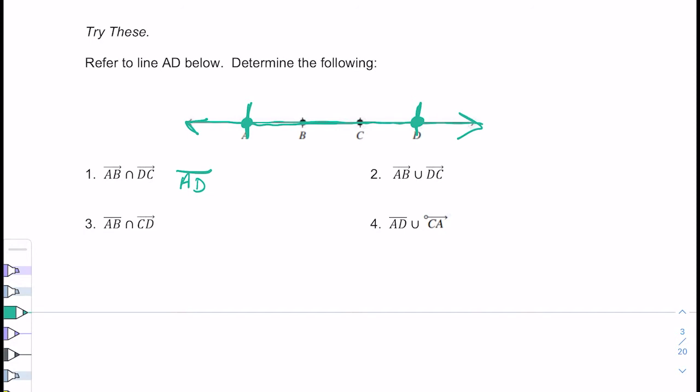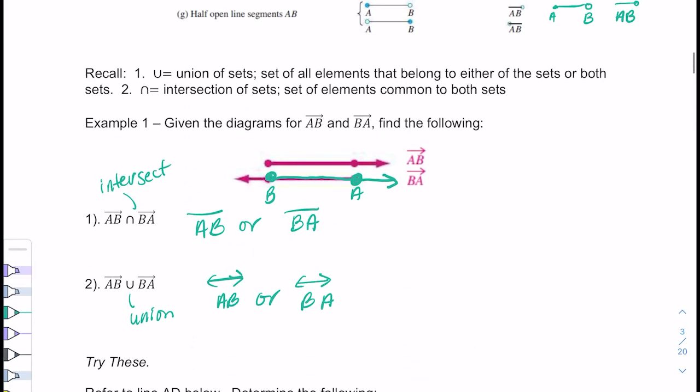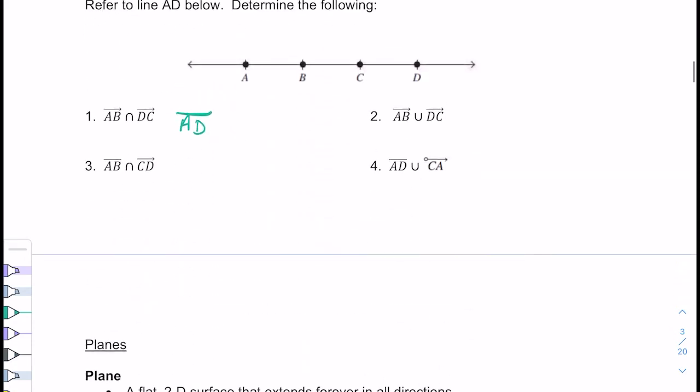In number 2, ray AB in union with ray DC. So now I need to look at the elements that belong to either of the sets or both sets. So if I look at ray AB again, that's going to begin at A and go towards B forever. And then you've got ray DC, so what we had before, except now we want what's in common to both.